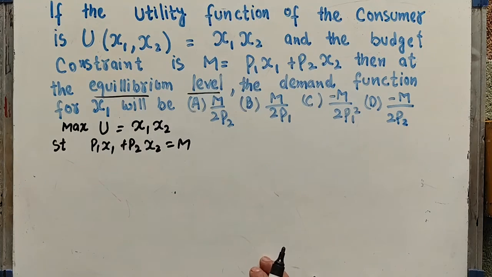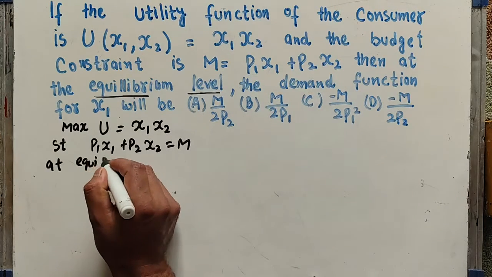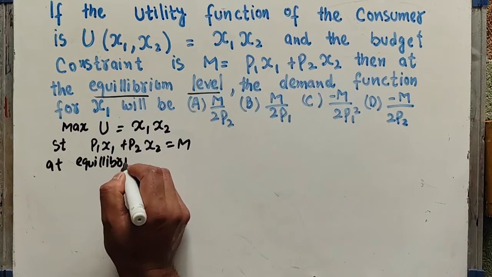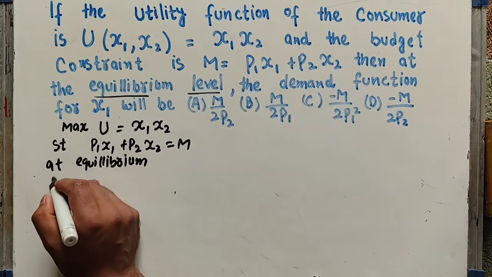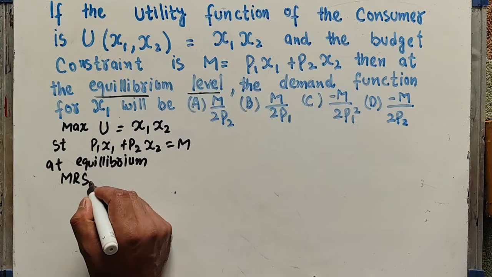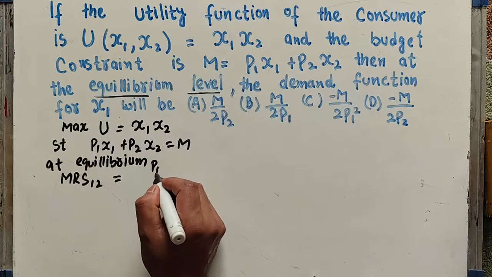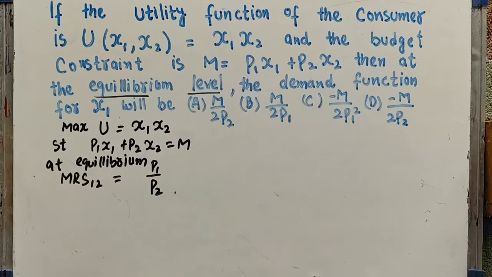Okay, now we know at equilibrium what happens. At equilibrium, the marginal rate of substitution between x1 and x2 should be equal to the ratio of the prices, p1 upon p2. Okay, we know this condition from many videos.